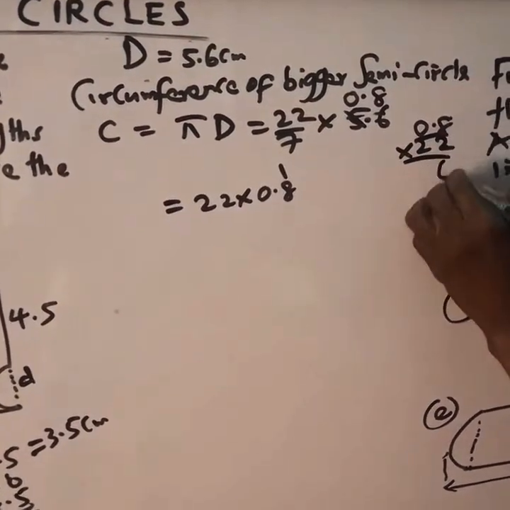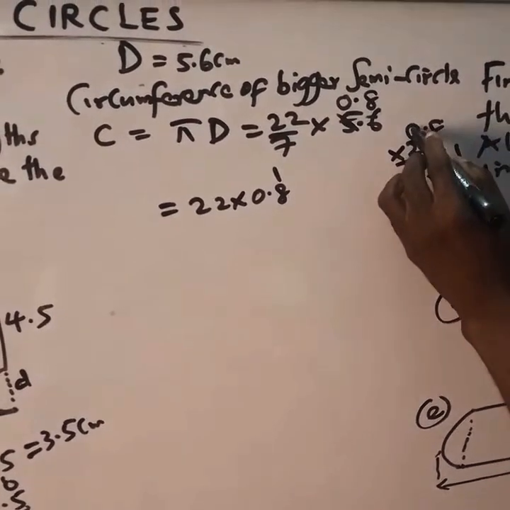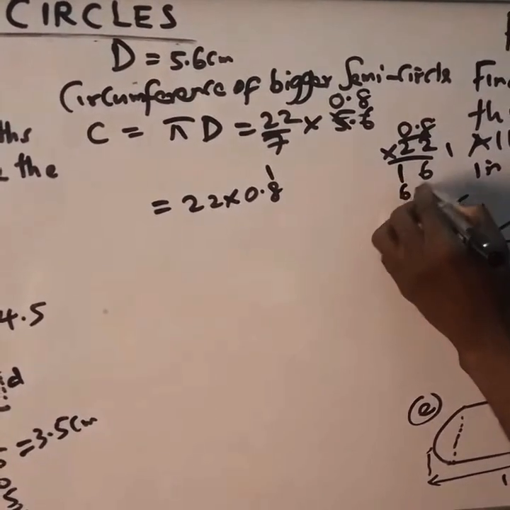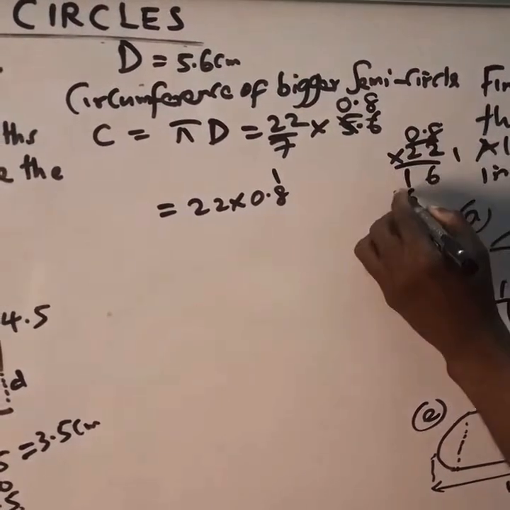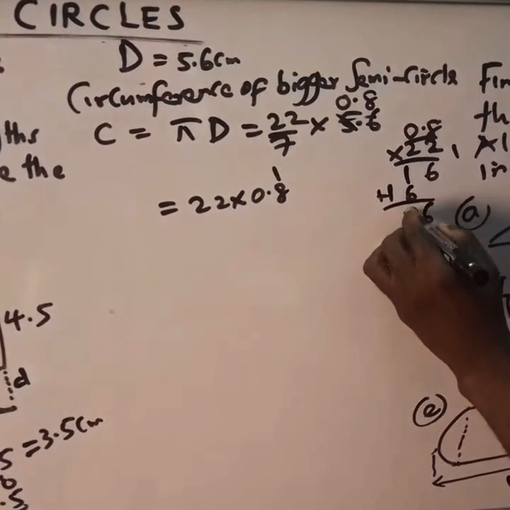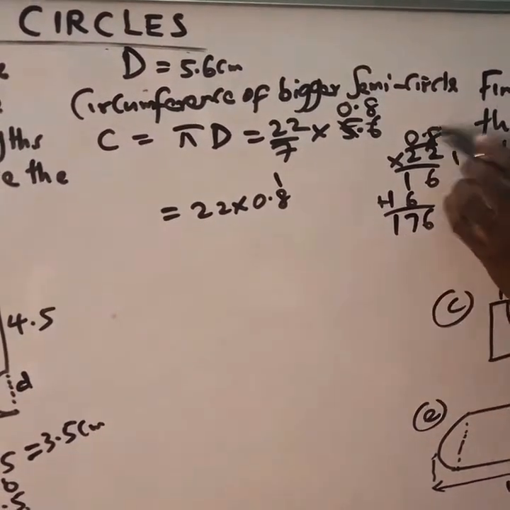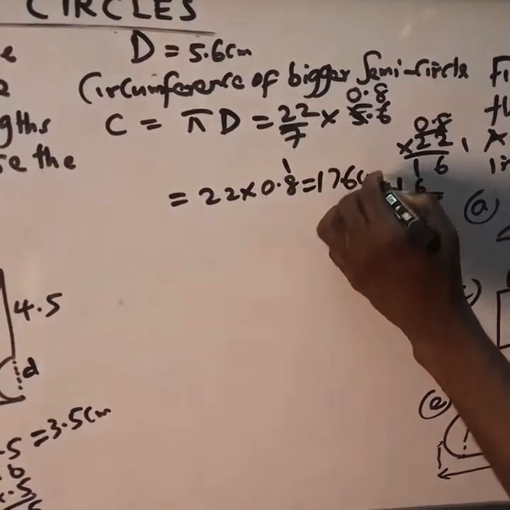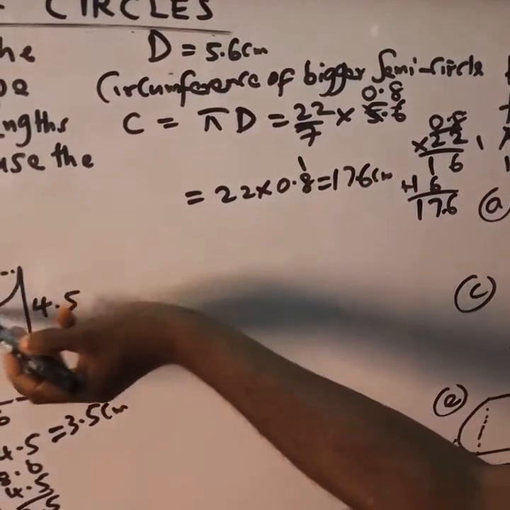2 times 8, 16, carry 1. 2 times 0, 0 plus 1, 1. 2 times 8, 16, 6 carry 1. 2 times 0, 0 plus 1. So we have 6, 7, and 1. Decimal place is 1, so you have 17.6 centimeter. That is the perimeter of this semicircle.